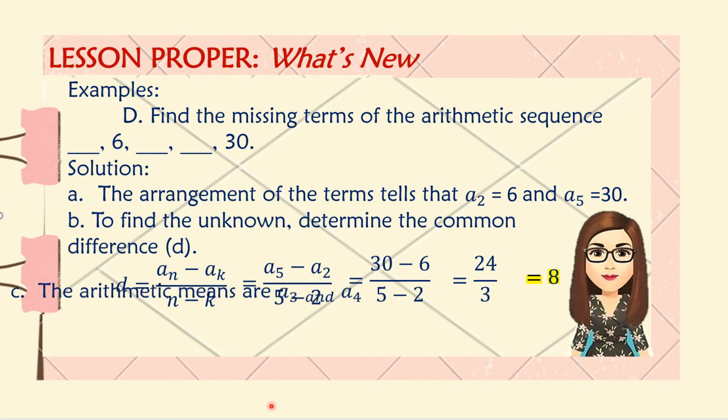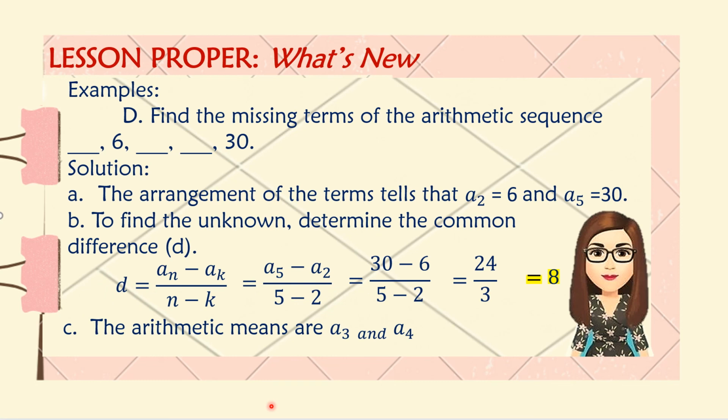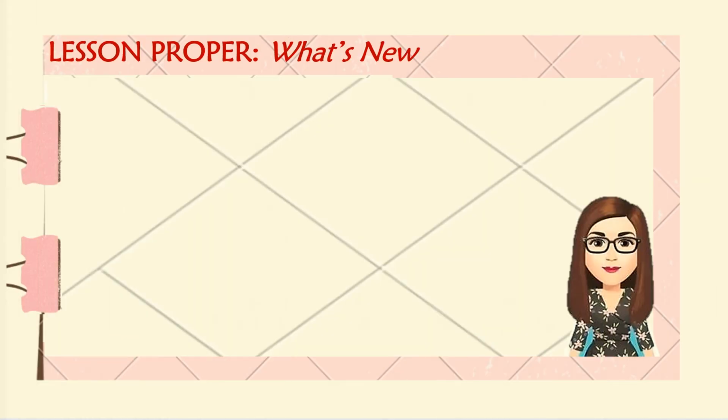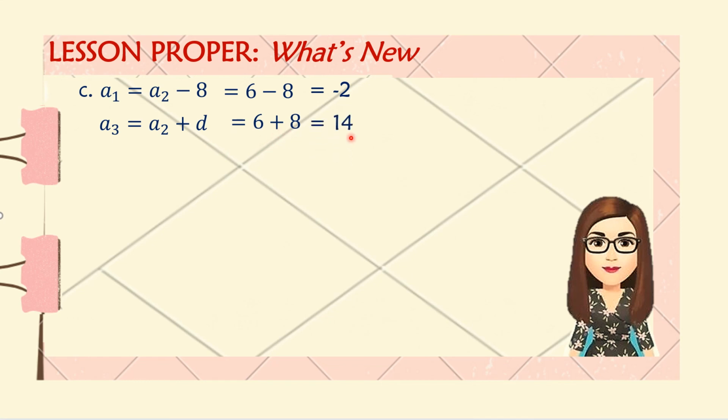Okay? So, let's have our solution. So, tignan natin. So, again ang arithmetic means natin dito ay si a sub 3 at si a sub 4. Kasi yun yung nasa pagitan ng given. Okay? So, we have a sub 1 is equal to a sub 2 minus 8. Then, we have 6 minus 8 is negative 2. So, ibig sabihin yung first term natin is negative 2. And then, for our third term, so, a sub 2 plus d yung common difference natin. So, 6 plus 8 is equal to 14.